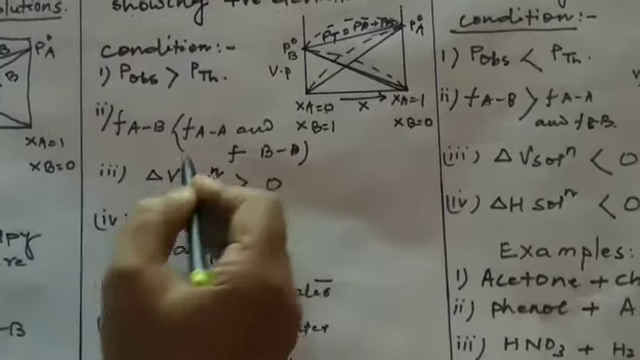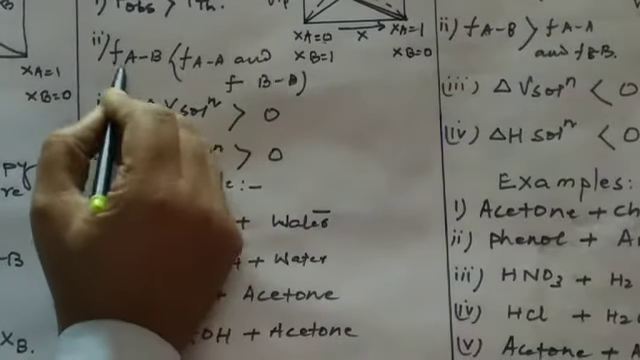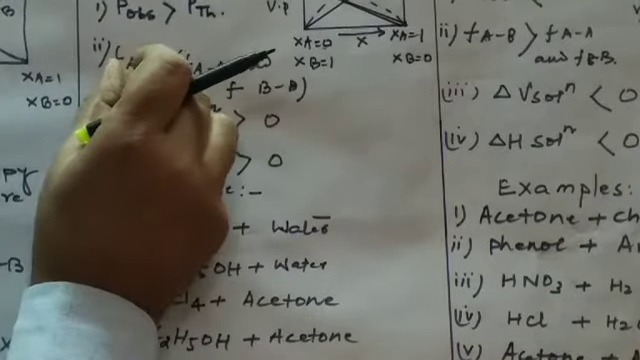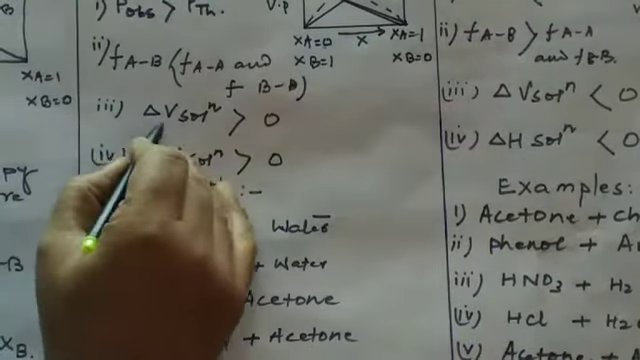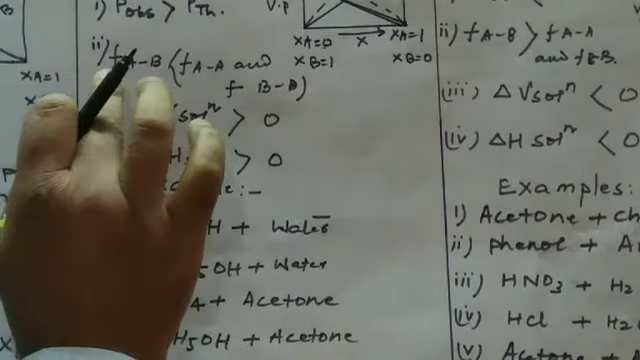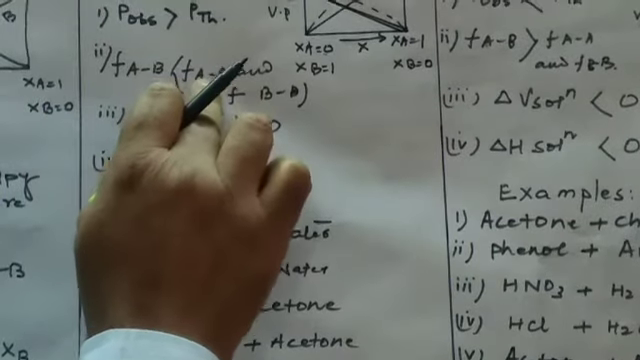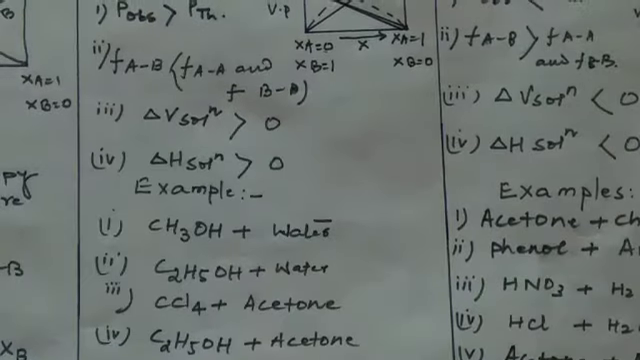Thirdly, what will be the volume? On mixing the two solutions, as the force of interaction between components A and B gets lower, it will occupy more volume. So the change in volume will be greater than 0. So the volume of the mixture will be greater than the sum of the volume of A and the volume of B.